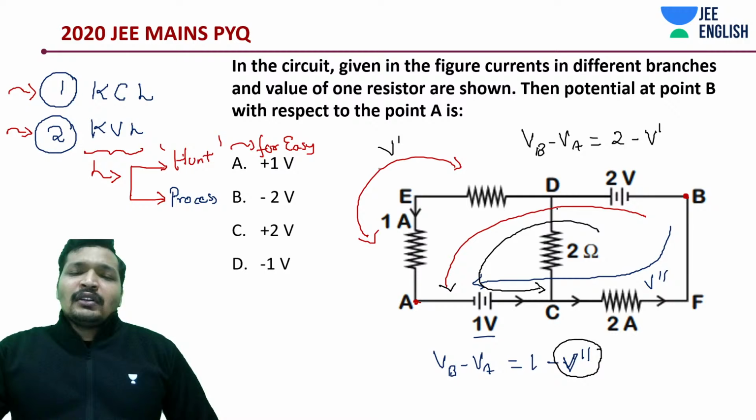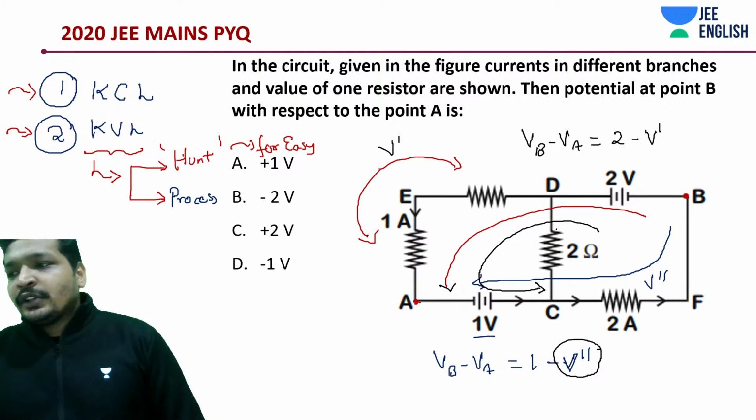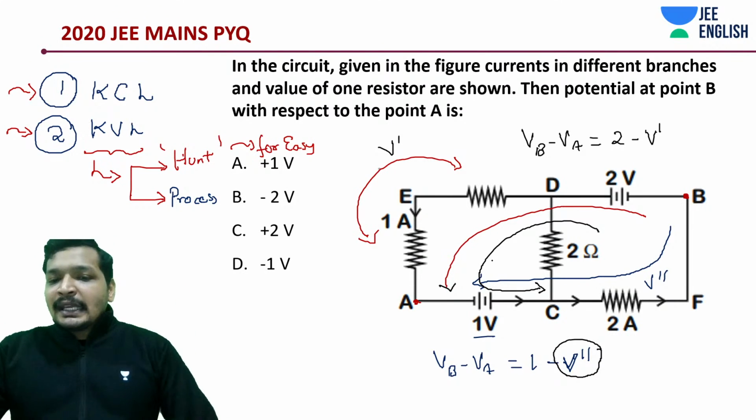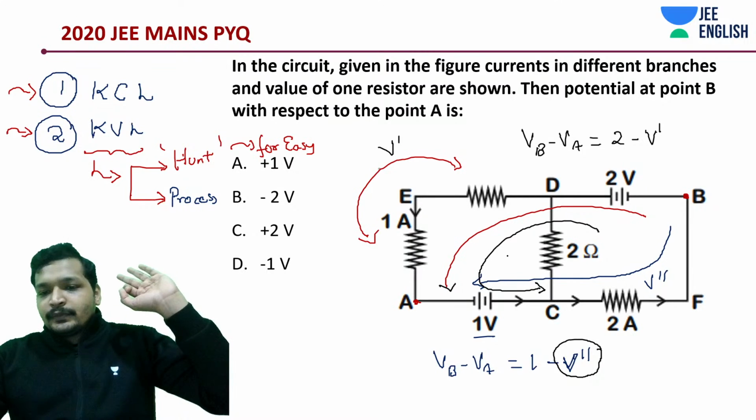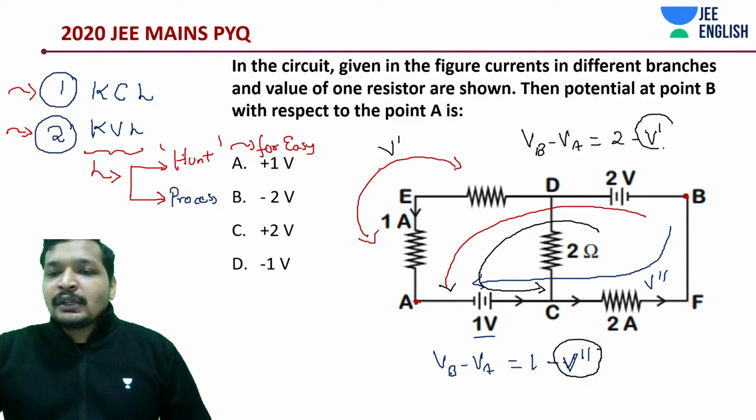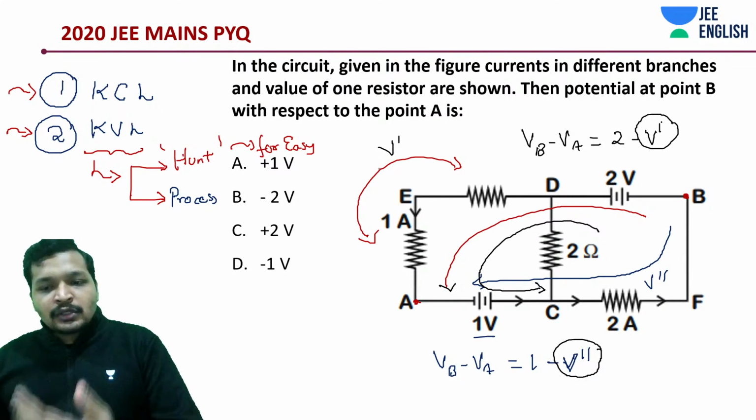Try to understand this so that you are able to solve it quickly. Okay, 3 volts max to max. So V dash can max out till 3 volts. It can also be 2 volts. It can also be 1 volt.